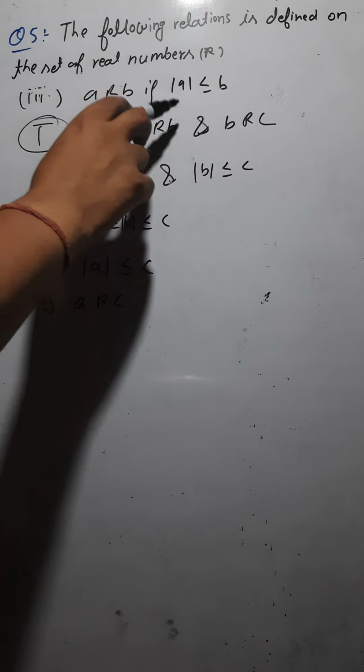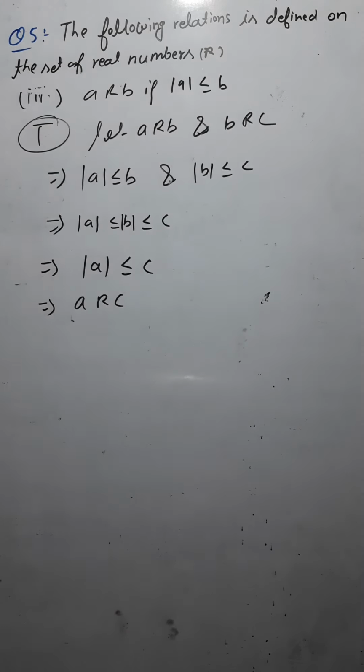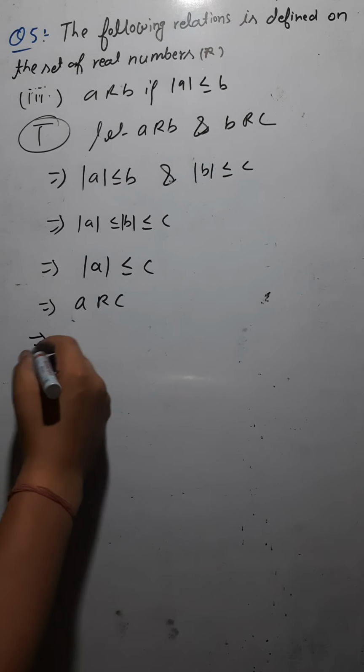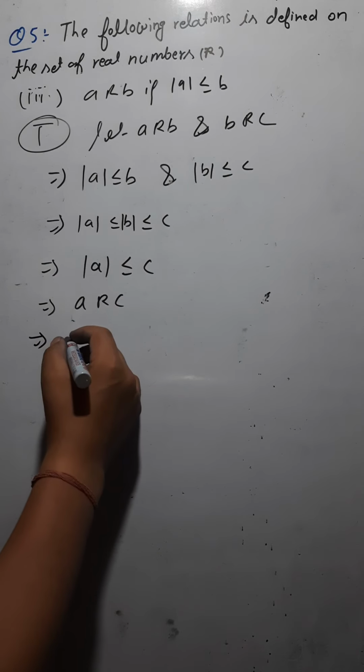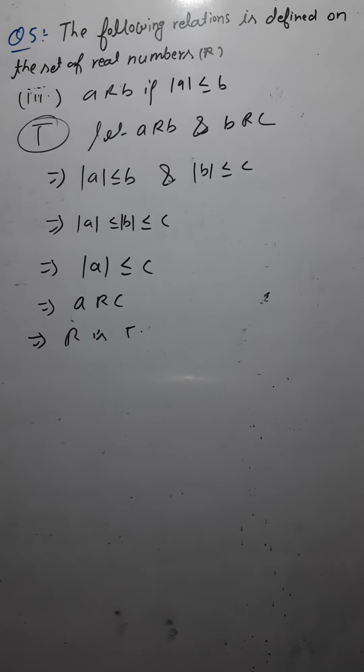Now if A is related to B and B is related to C and A is also related to C, then what does it imply? It implies that the relation is transitive. Isn't it?